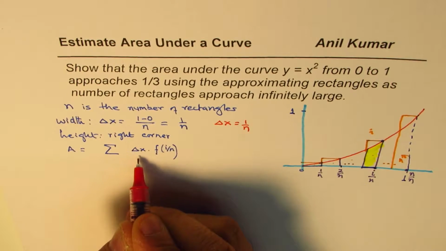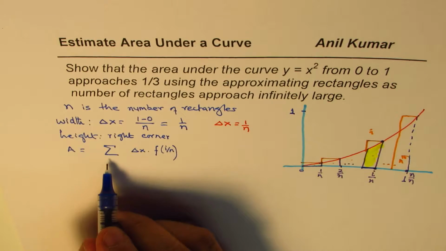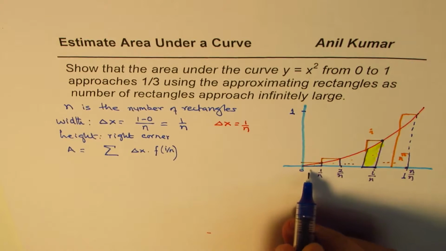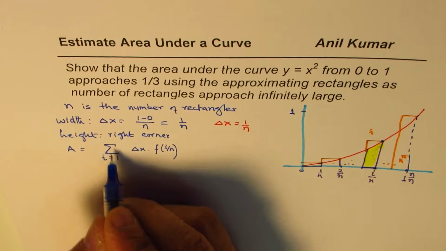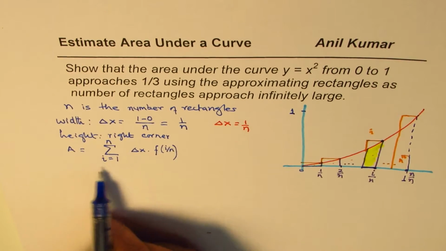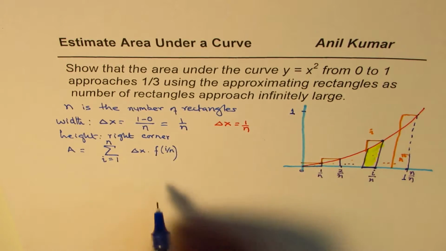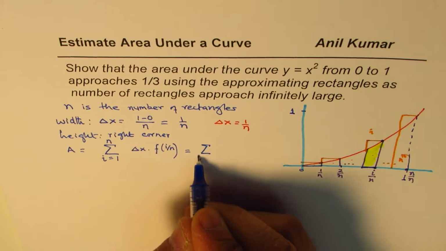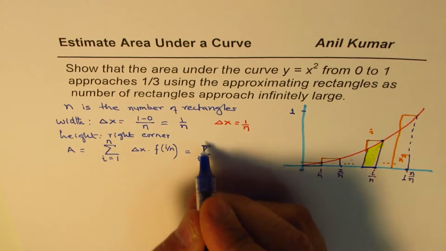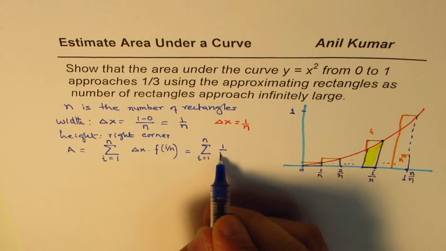So we'll replace that by this value. So we can write this as, and remember these rectangles, how many we have? From 1 to n. So I'll write i varies from 1 to n, right? So that is a summation, a short way of writing the same thing. And that could now be written as the sum of n rectangles, i equals 1 to n. Delta x is 1 over n, so I'm writing 1 over n here.